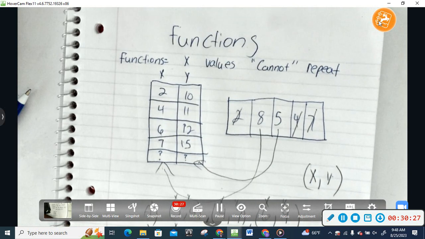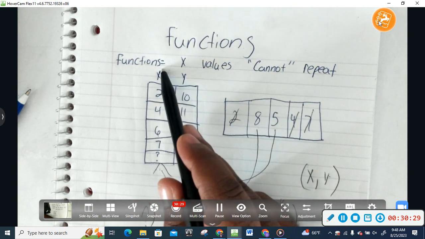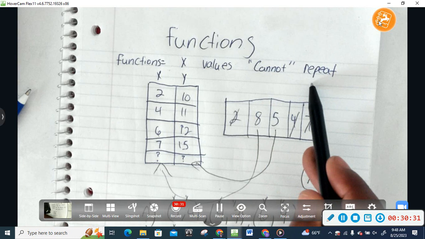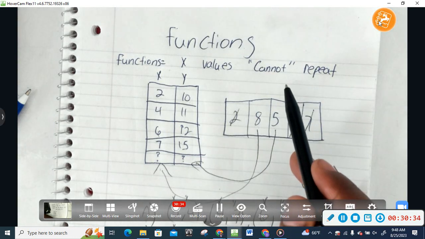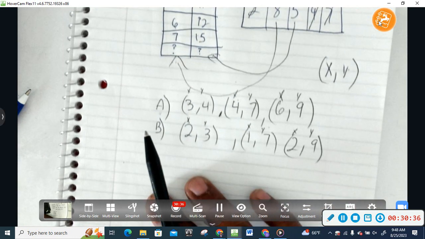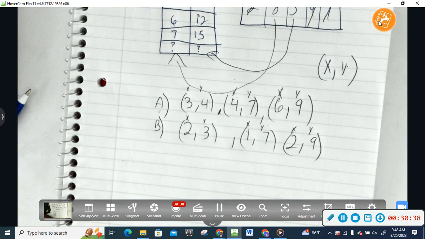Remember, for my rules, in order for it to be a function, x values cannot repeat. If I see repeating x values, it is not a function. So my question is, which one is not a function, which means I'm looking for which one has repeating x values. Which choice has repeating x values? A or B?